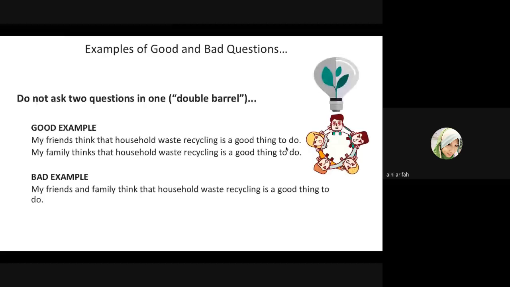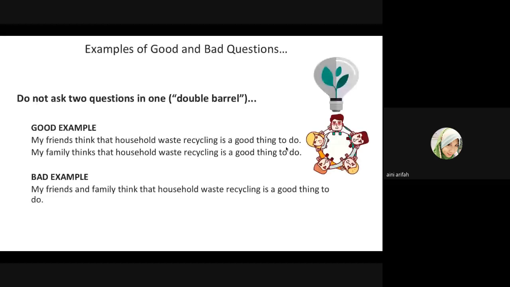double-barreled, which means two statements are asked in one single question. For example, my friends and family. So whether they should answer friends or whether they should answer family. It could be that the family thinks that recycling is good, but their friends don't think that recycling is good. So you should separate these two and turn them into two statements. My friends think that household waste recycling is a good thing to do, and my family thinks that household waste recycling is a good thing to do.